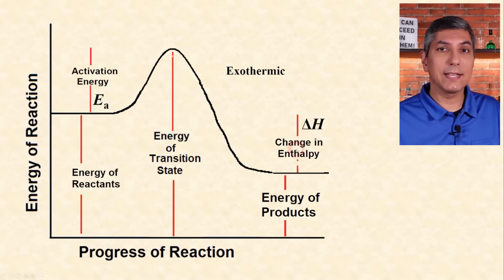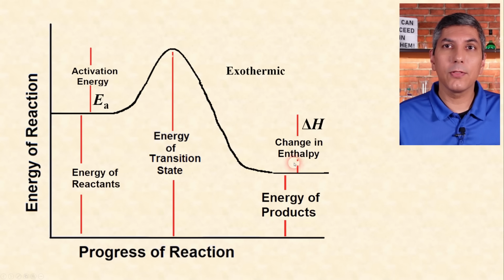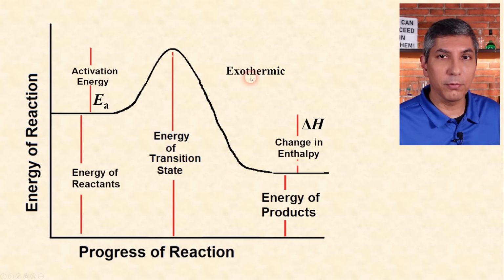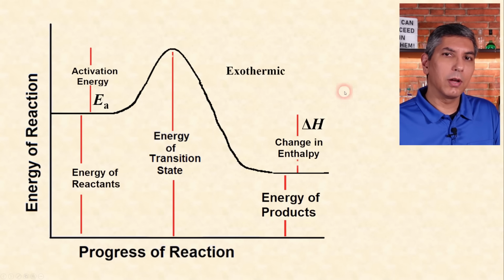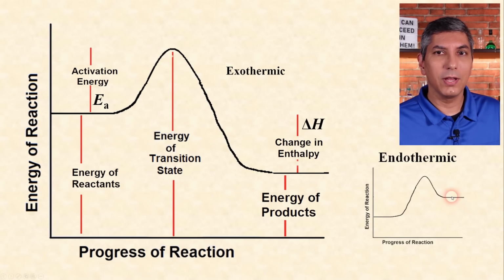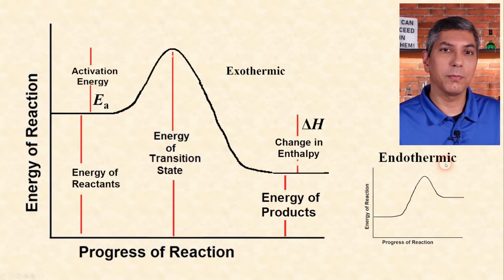Since this reaction has a net loss of energy, we can say that the delta H is a negative number and that the reaction is exothermic. If it were the opposite, where the reaction had a net gain of energy, delta H would be positive and the reaction would be endothermic.